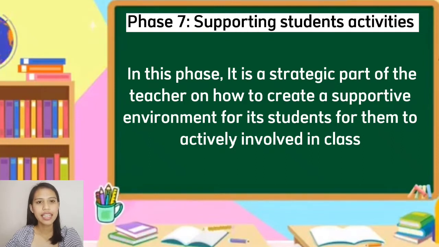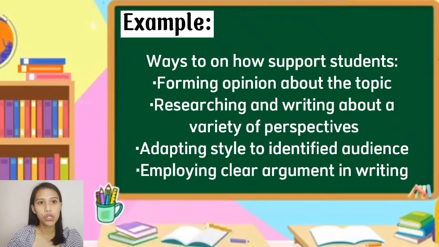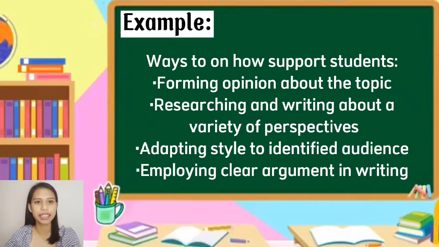Next is Phase 7, or supporting students' activities. In this phase, it is a strategic part of the teacher on how to create a supportive environment for students for them to be actively involved in class. Example: students apply principles of logical thinking and persuasive argument. And here are the ways or examples to support your students. First, forming opinions about the topic. Second, researching and writing about a variety of perspectives. Third, adapting the style to identify objects. And lastly, employing clear argument in writing.